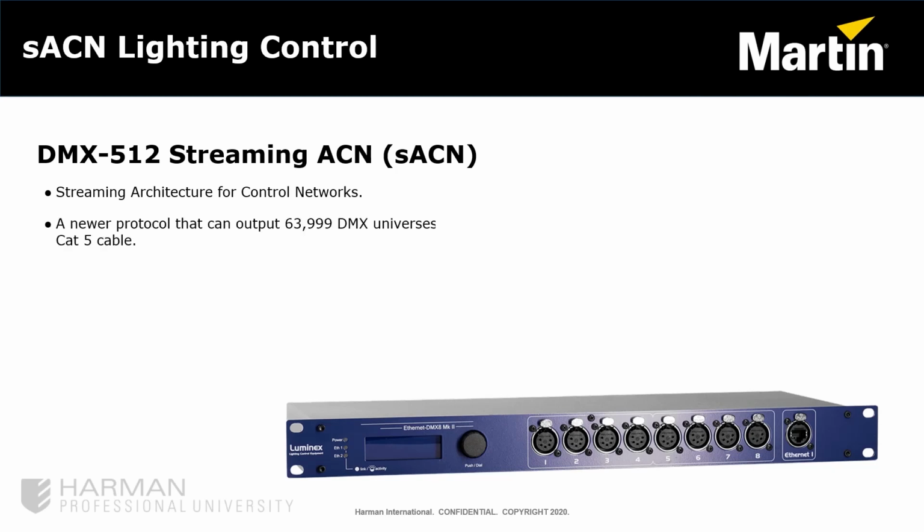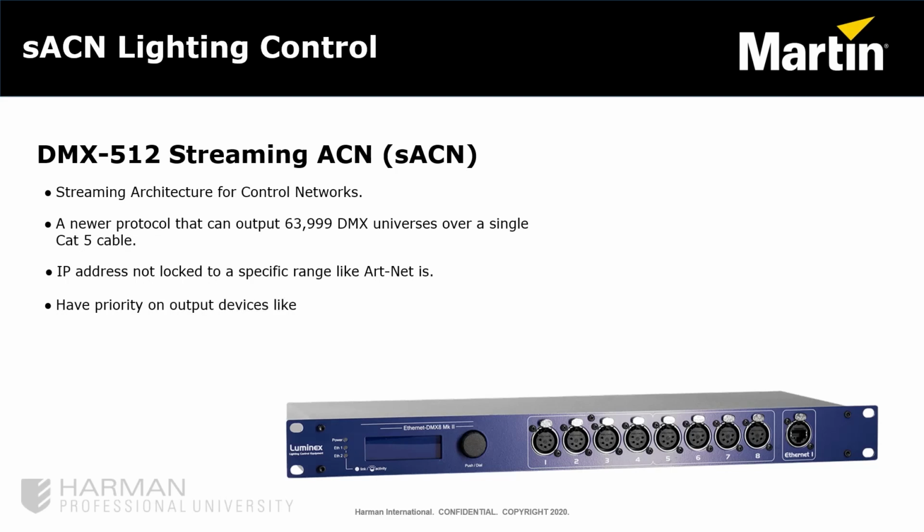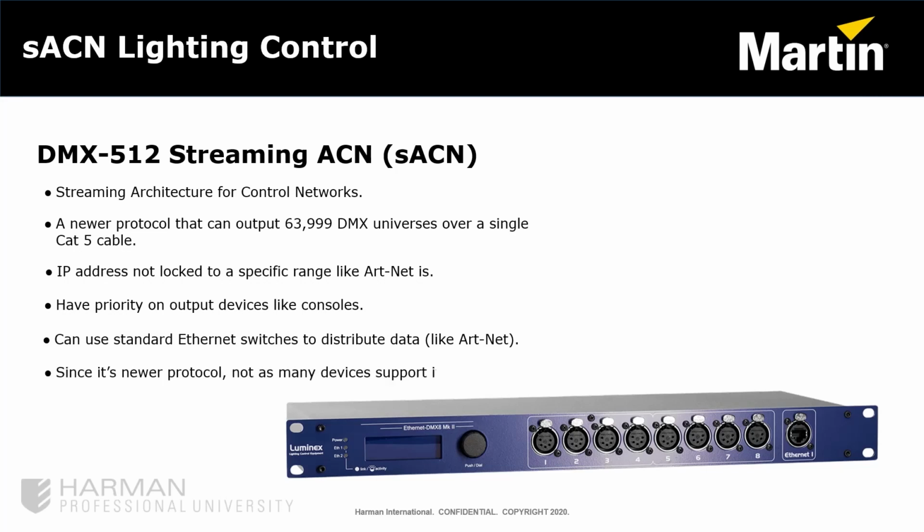Like ArtNet, data is sent over a single Cat5 cable. Unlike ArtNet, the IP addresses are not restricted to specific ranges. Using the priority capability, you can easily set which node is the main and the backup, giving the main the highest priority. In the event the main goes offline, the next priority will take over.